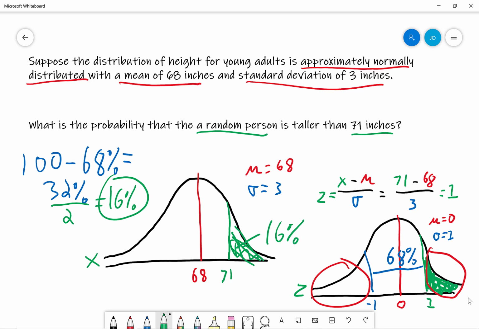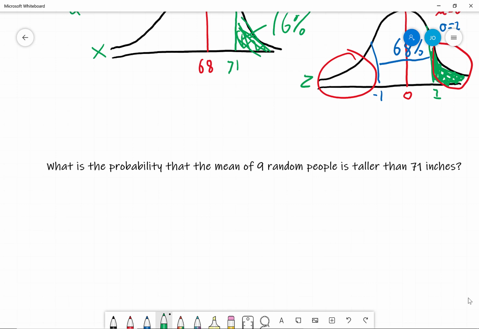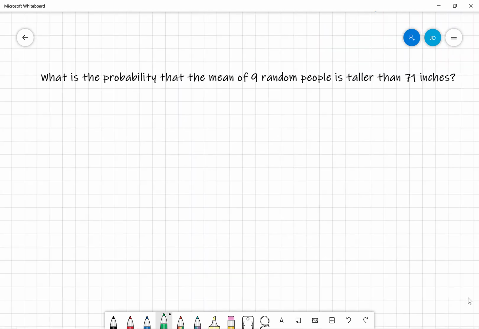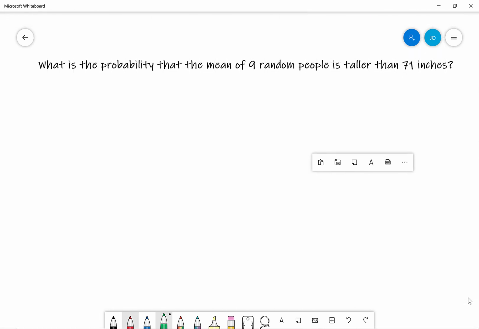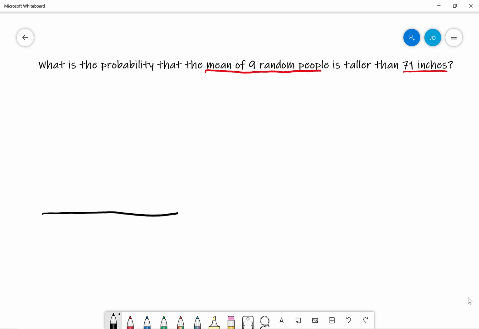But I wanted to go over a problem like this to represent how the distribution of sample means is going to change things. So here we have essentially an identical problem, something that in a test or quiz you might confuse yourself with. Here we're finding the probability that the mean of 9 random people is taller than 71 inches. So it's the same value we're interested in. We're still interested in the value of 71. I'm going to draw a distribution right here, but I'm not going to draw the shape yet. Our mean is 68, and we're still interested in the value of 71.